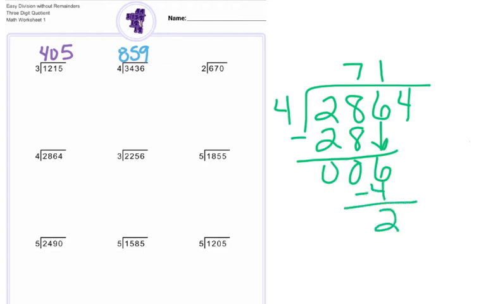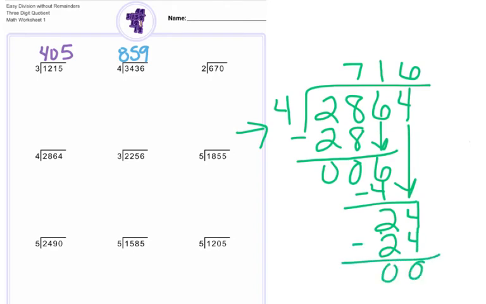You can do your check and make sure that whatever you have left over is less than the divisor. In this case, 2 is less than the divisor of 4, and it is. So you can bring down your 4. And how many times can 4 go into 24? Well, we know that 4 times 6 is equal to 24. So we put a 6 on the line, and 6 times 4 is equal to 24, and 24 minus 24 is 0. And your answer for number 4 is 716.